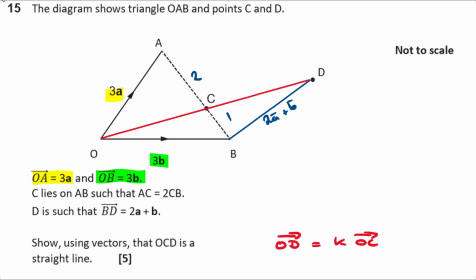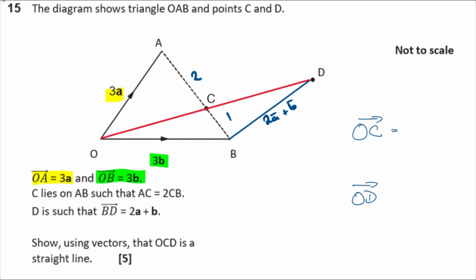So basically, we need to find O to D and we need to find O to C in terms of the vectors that we know. And then we need to compare them and show that one is a scalar multiple of the other. Okay? Right, so let's do that then. Let's see if we can find O to C and O to D. So we're going to need to find O to C at some point. Okay? We are going to need to find O to D at some point. And then we're going to need to be able to express those as a scalar multiple of the other.